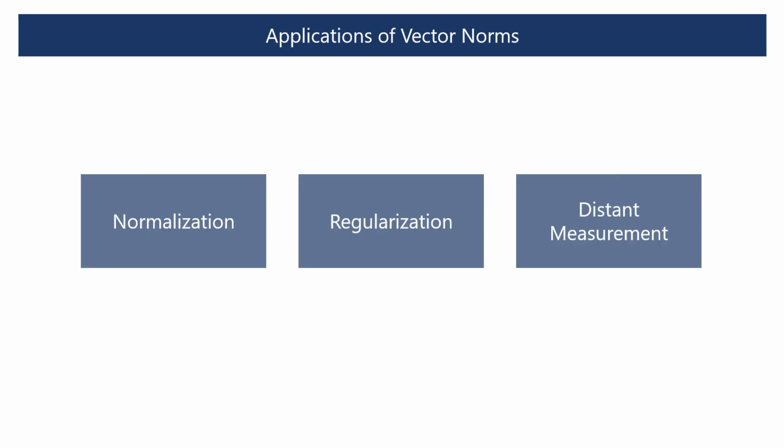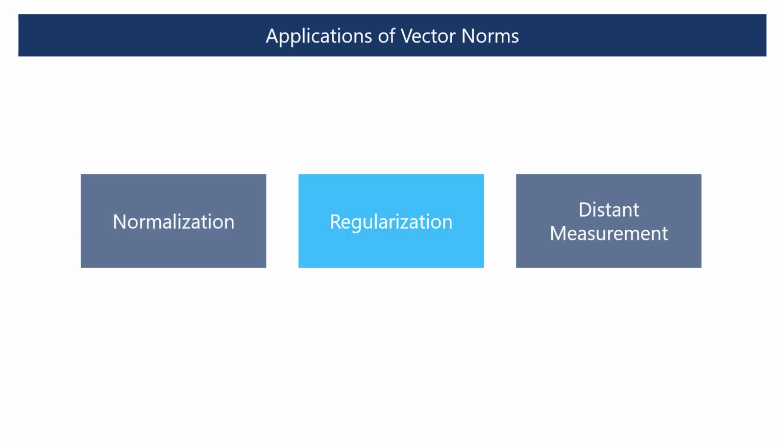Vector norms are vital in various machine learning and data science applications. For example, the concept has been applied to normalization, regularization, and distance measurement. The first is normalization. We can use vector norms to normalize data. That is, we can transform features to have consistent scale. This operation is important for algorithms like gradient descent.